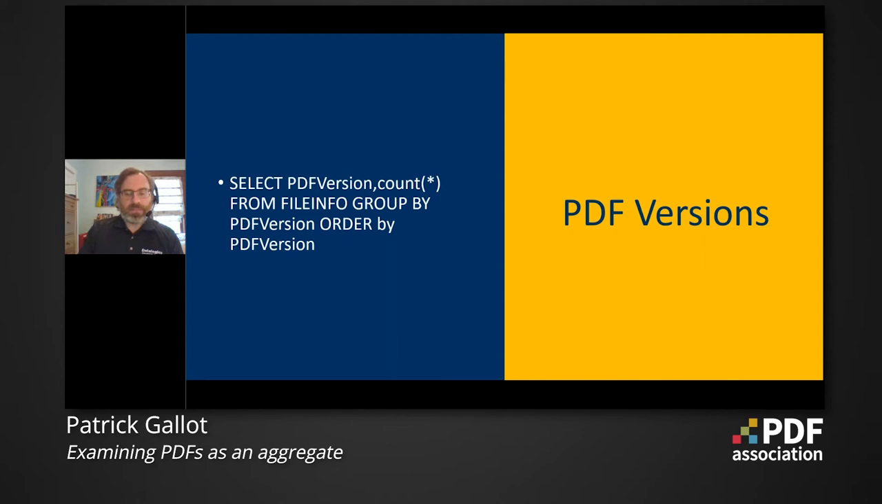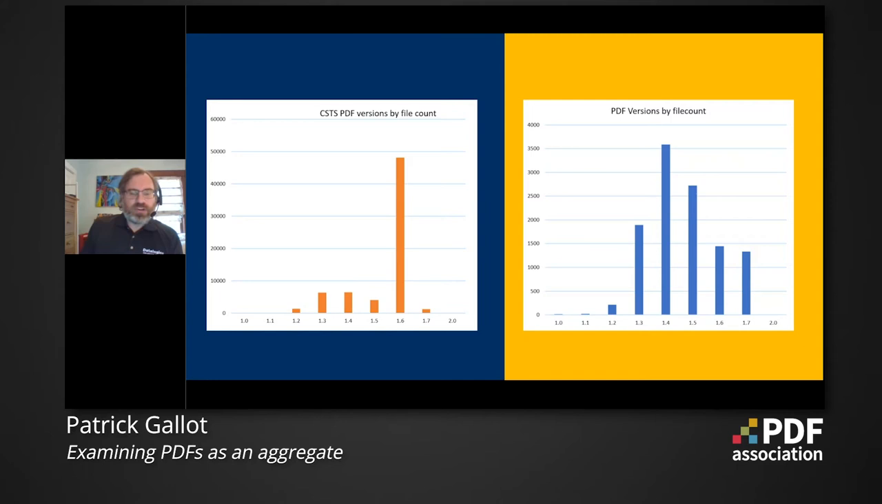The files that come from our inside file set skew overwhelmingly towards version 1.6, which is the default for APDFL, while the files from our outside sources show more of a bell curve distribution, with most being version 1.4.